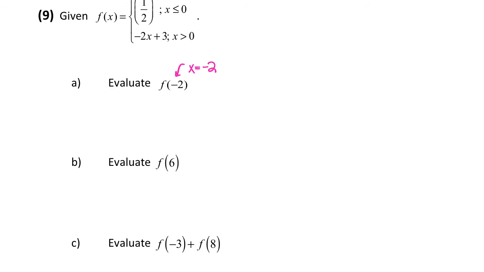So we have when x is less than or equal to 0, the function is 1/2 to the x power. When x is greater than 0, the function is negative 2x plus 3. Well, negative 2 is indeed less than 0, so we're going to use this function here. So f of negative 2 is going to equal 1/2 to the negative second power. This is my x right here. 1/2 to the negative second power is 4.